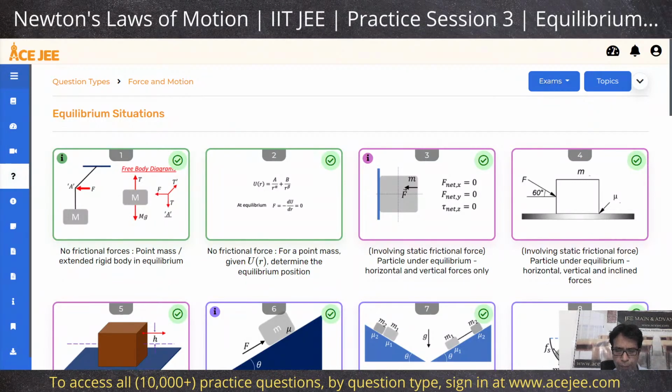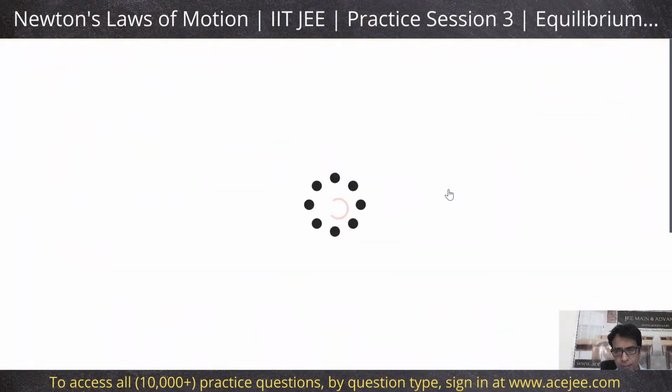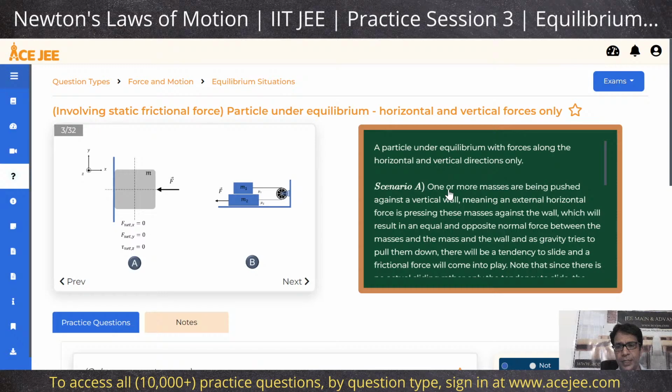Okay, so we were at number 3. So we had discussed question type number 3. Let's quickly go in and solve a problem or two from this question type. So once again, what do we have in here? We have a particle which is in equilibrium, and it is experiencing the static frictional force. So we have to account for the fact that the static frictional force would be equal to mu mg if we are in an about-to-slip situation. If it's not an about-to-slip situation, then the static frictional force would be less than mu mg.